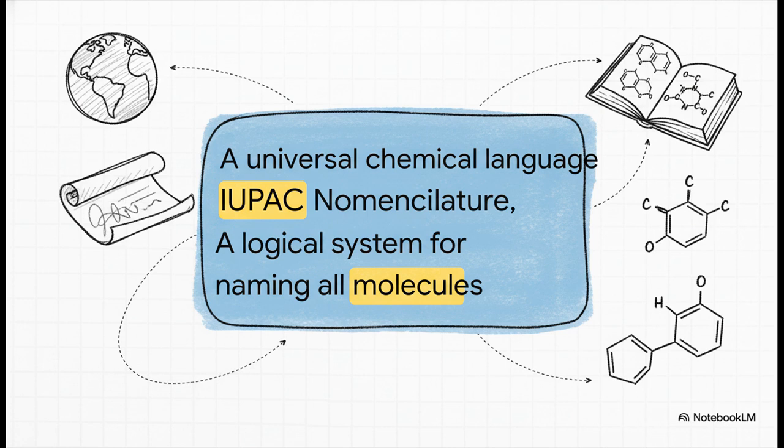The key thing is, before this system, things were chaotic. Chemists used all sorts of common names. Is it wood alcohol, grain alcohol? Who knows? It was confusing. So IUPAC created a universal language. The idea was that any chemist anywhere on the planet could see a name and know exactly what the molecule looks like, with zero confusion. So let's start learning this language.